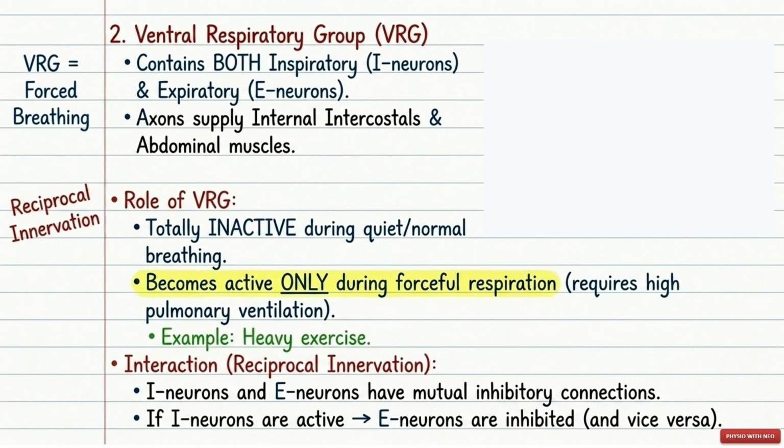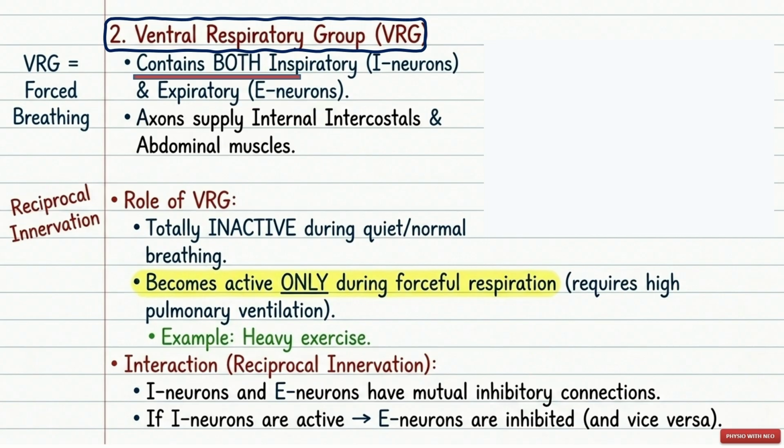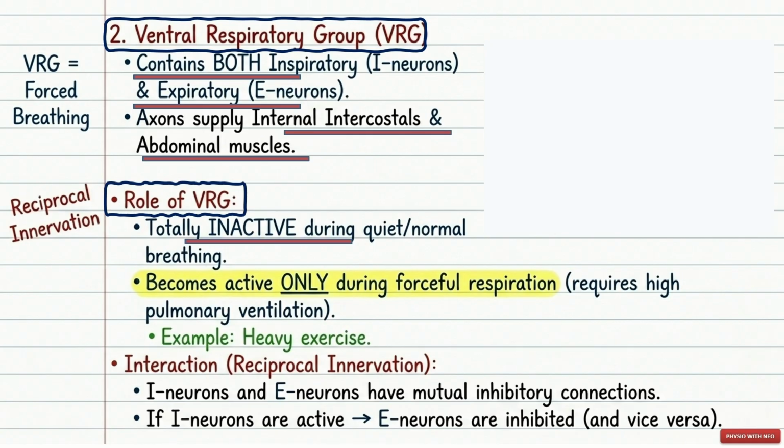Now the ventral respiratory group. These contain mainly both types of neurons, that is inspiratory neurons and expiratory neurons, and it supplies the internal intercostal muscles and abdominal muscles, that is the muscles of expiration. What is their role? They are totally inactive during quiet or normal breathing, but they become active only during forceful respiration, that is during heavy exercise.